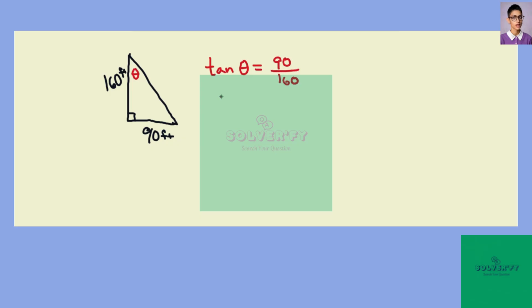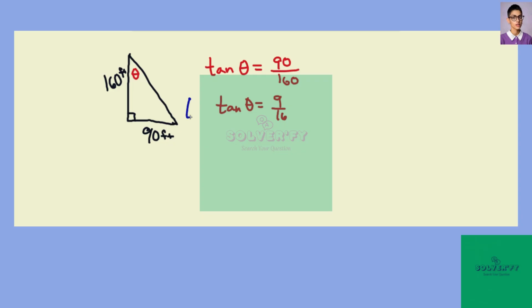All right, so just to make our lives a little bit easier, I'm going to go ahead and reduce that, although I'm going to type it into a calculator in a second anyway, so I probably didn't need to, but just divide each by 10. So I know that the tangent of theta is 9 over 16, but the problem is I don't want the tangent of theta, I want theta itself.